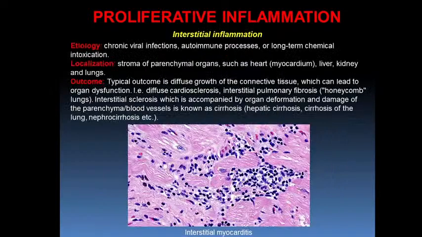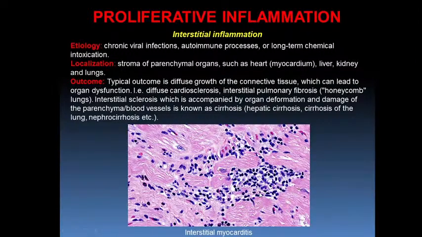Proliferative inflammation can be classified and divided into 4 different types, which are interstitial proliferative inflammation, granulomatous proliferative inflammation, also inflammation around foreign bodies and parasites, and hyperplastic type of inflammation, or the second name of such 4th type is inflammation with growth of polyps and condylomas. Starting from interstitial inflammation, which occurs due to chronic viral infections, autoimmune disorders, or long-term chemical intoxication. Usually localized in stroma of parenchymal organs such as heart, liver, kidney, and lungs. On the photo we can see interstitial myocarditis.